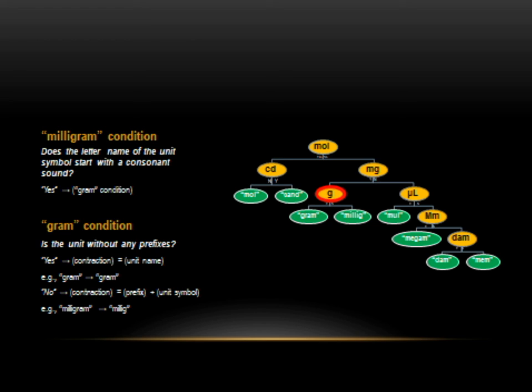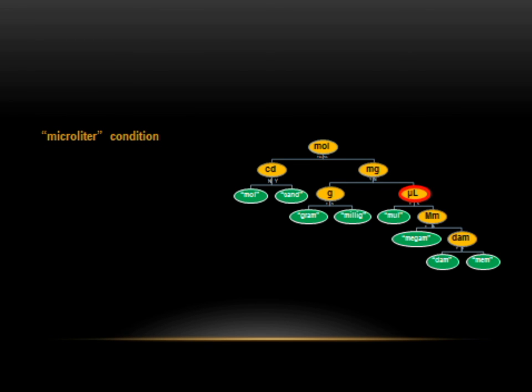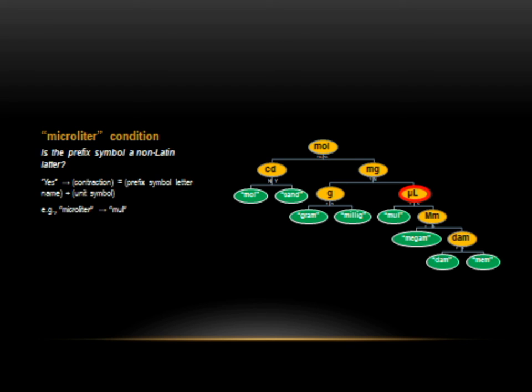Going back to the milligram condition, though, if it's in the negative instead and the letter name of the unit symbol starts with a vowel or semivowel sound, then we proceed down to the microliter condition. In question form, this would more or less be, is the prefix symbol a non-Latin letter? If the answer is yes, then we put the letter name of the prefix symbol together with the lowercase form of the unit symbol, giving us mol for microliter and so forth.